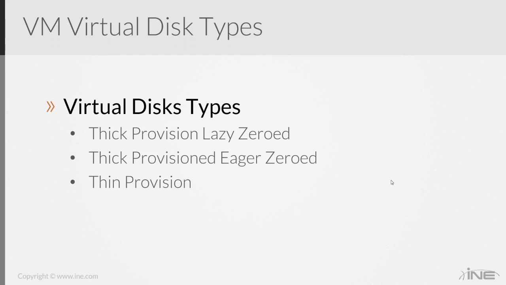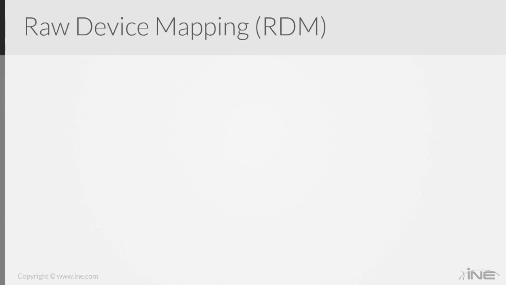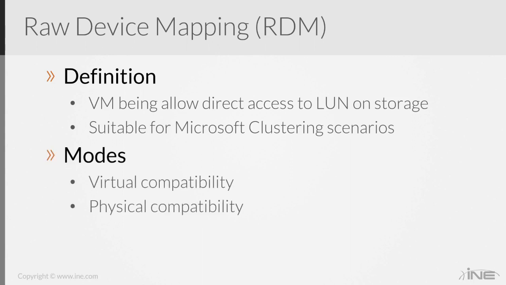Okay, so let's continue here. Next, I'll speak on raw device mapping. So let me just pull that slide up. Okay, as I mentioned previously, a raw device mapping is where we would give our VM direct access to the underlying storage infrastructure. So you're basically mapping your VM to that LUN directly. It's more suitable for Microsoft clustering scenarios. We have a couple different modes for RDM. Okay, we have our virtual compatibility mode and we have our physical compatibility mode.